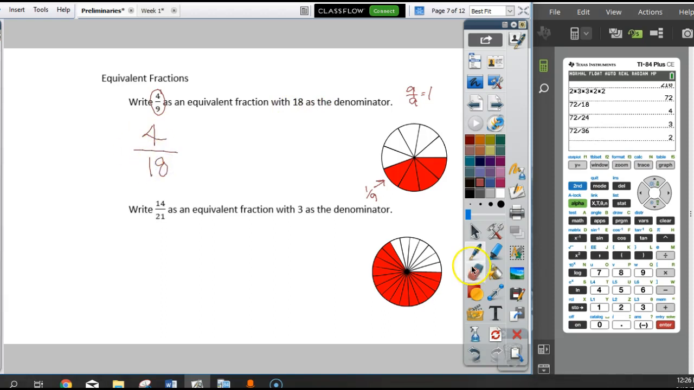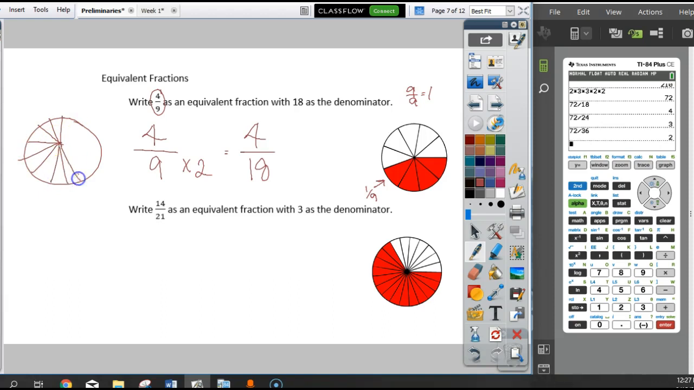Oops, I did that wrong. I'm going to start with 4/9. And so you want to ask yourself, well, how do I go from 9 to 18? And the answer is double it. Now, if I double it and leave my numerator exactly the same, 4/18 is going to be very different than 4/9. Imagine taking your circle and chopping it into 18 pieces.